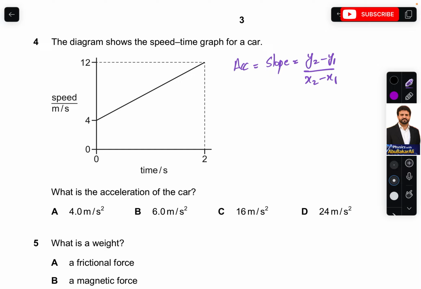In the given graph, we can only take these values because we don't know the other coordinates. So if I take these two values, my y2 is 12, my y1 is 4, and my x2 is 2, my x1 is 0. So it is 8 over 2, that will give you 4. So option A is correct.